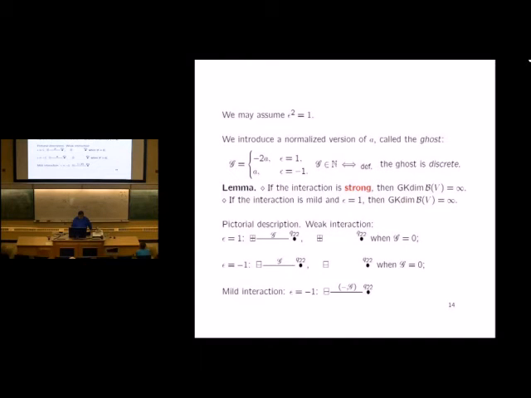So the first lemma is that if the interaction is strong, then the Gelfand-Kirillov dimension is infinite. And if the interaction is mild and epsilon is 1, then the Gelfand-Kirillov dimension is also infinite. And in terms of this, I would like to have a pictorial description, and the pictorial description will be like this.